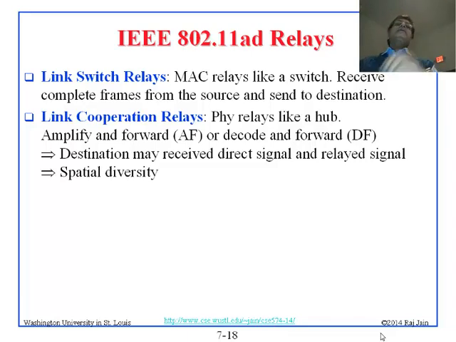But there is a delay, and there is circuitry required for storage, right? So a hub doesn't have any storage. And so same thing here. They have two relays. One is called switch relay, and they could have called hub relays, but they call it cooperation relays. Switch relays operate like a switch. They receive complete frames from the source and then send it to the destination. These cooperation relays are like a hub. They amplify and forward, decode and forward every symbol.